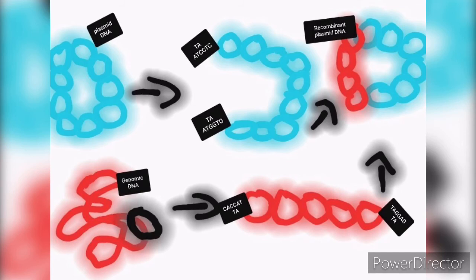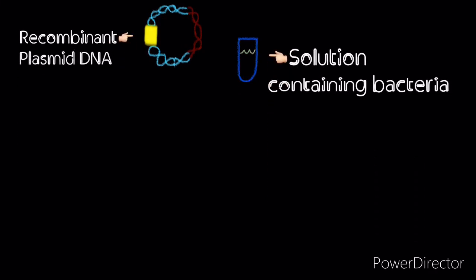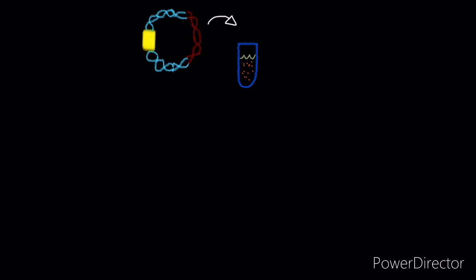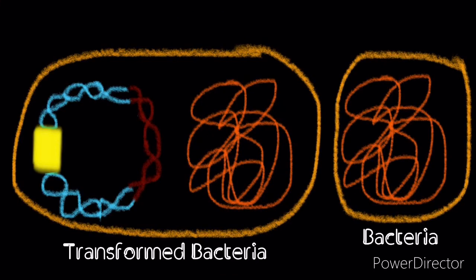So I'm going to use the recombinant plasmid DNA that we have discussed previously. So here we have the recombinant plasmid DNA, but we're only going to add an antibiotic resistant. Then we're going to have a solution. This solution contains bacteria and we're supposed to add the recombinant plasmid DNA into the solution. So basically what happens is that when we add the recombinant plasmid DNA into the solution, some bacteria take in the plasmid and some bacteria don't.